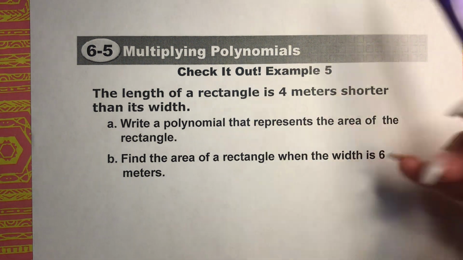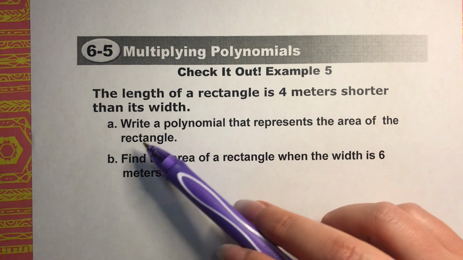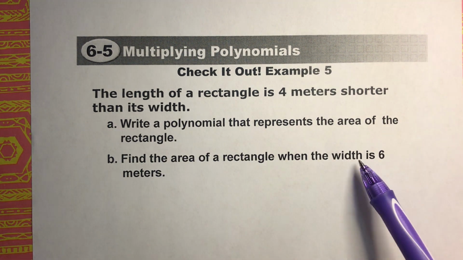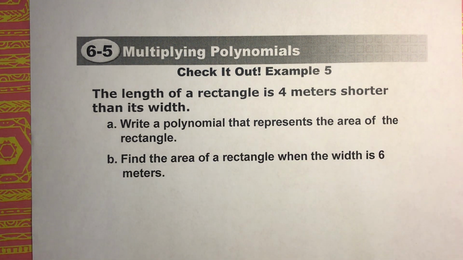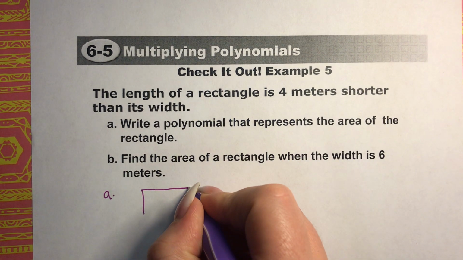Okay, let's see how you did. It says the length of a rectangle is 4 meters shorter than its width. Write a polynomial that represents the area of the rectangle and then find the area of the rectangle when the width is 6 meters. Okay, so we're dealing with a rectangle, so I'm going to draw a picture for A. We have a rectangle here.